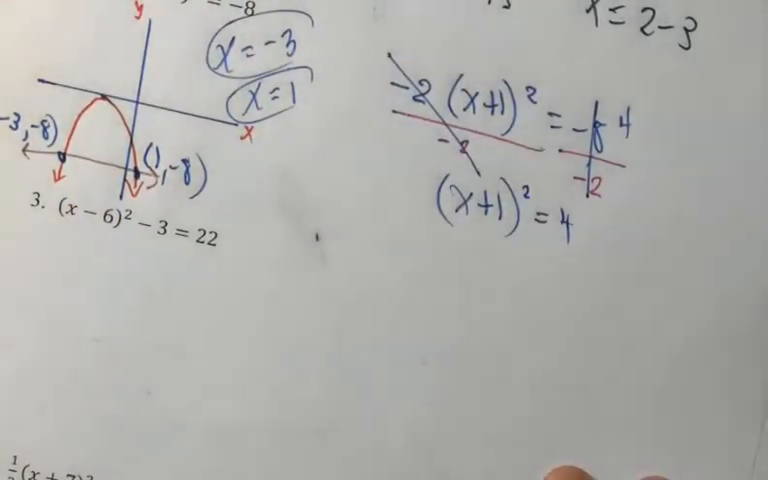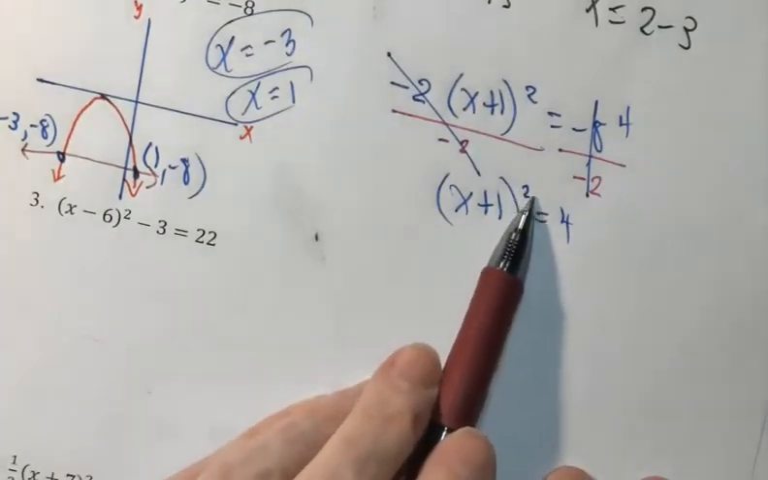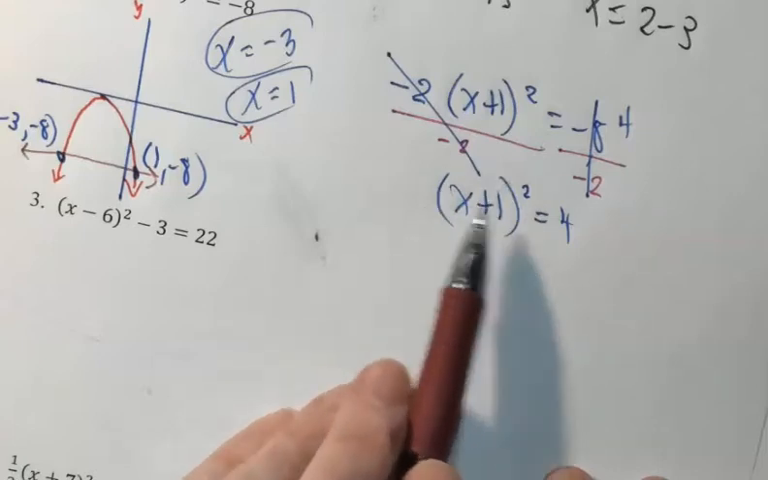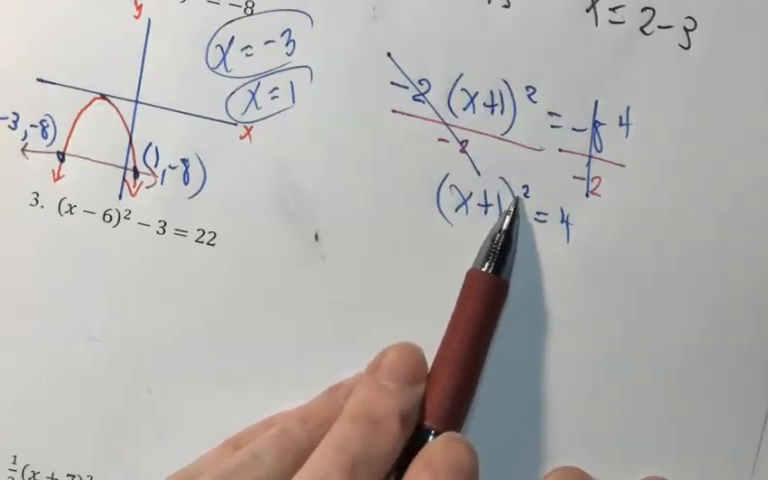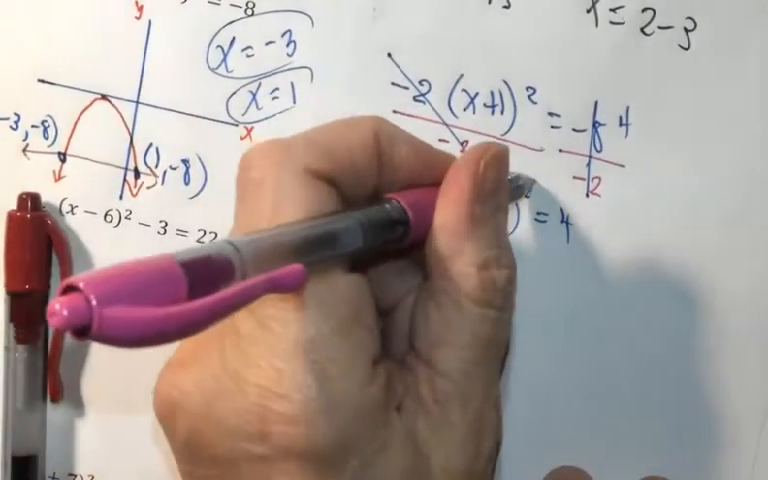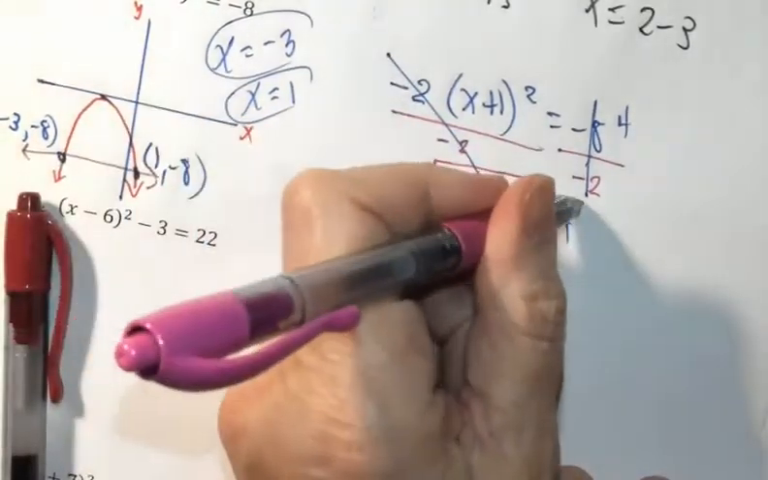Okay, the next step in the process is to eliminate this square. This plus 1, I can't eliminate it yet because it's being squared, so I have to take care of the square first. The opposite or the inverse operation for squaring is square rooting. So we're going to square root both sides of the equation.